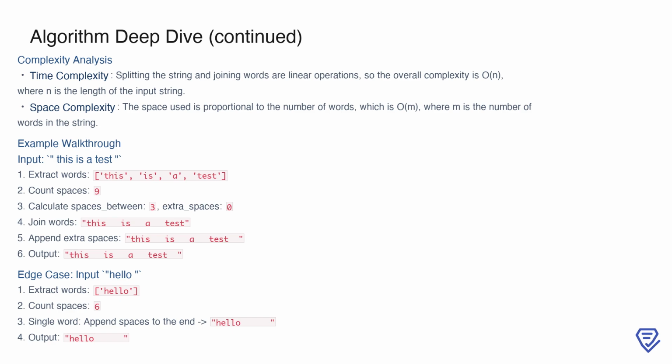For an edge case like "hello", extracting words gives "hello" and 6 spaces. Since there's only one word, all spaces are appended to the end, resulting in "hello". This step-by-step walkthrough highlights how the algorithm efficiently handles both typical and edge cases.